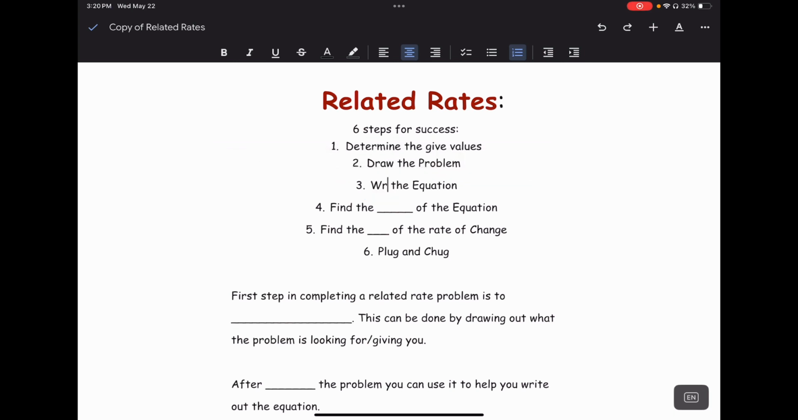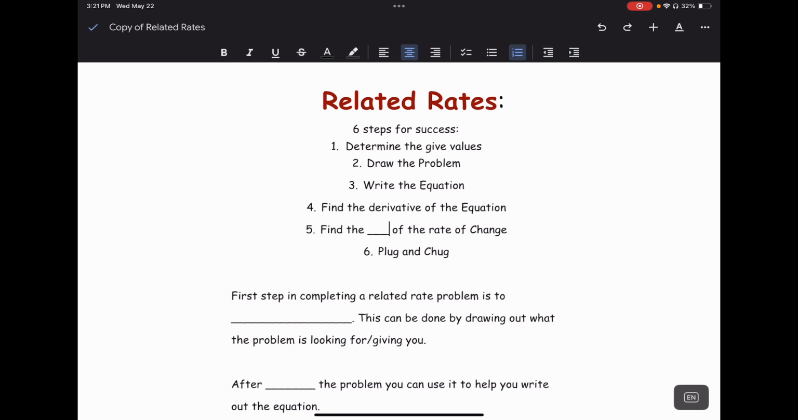Then you need to write the equation. From the drawn problem, you should be able to find what you need to write an equation that will find the related rates necessary. Then you need to derive the equation, find the derivative of the equation. When finding the derivative, this will allow you to, after the values are inserted, complete the equation and find your needed value.